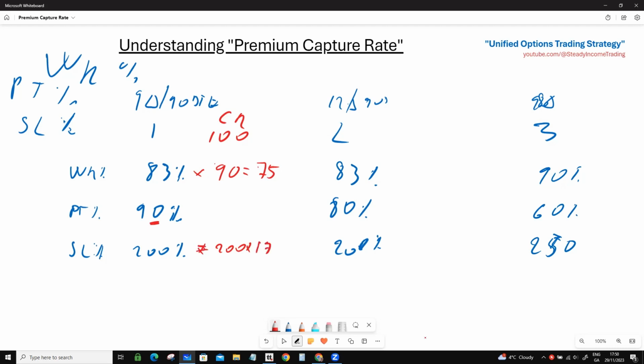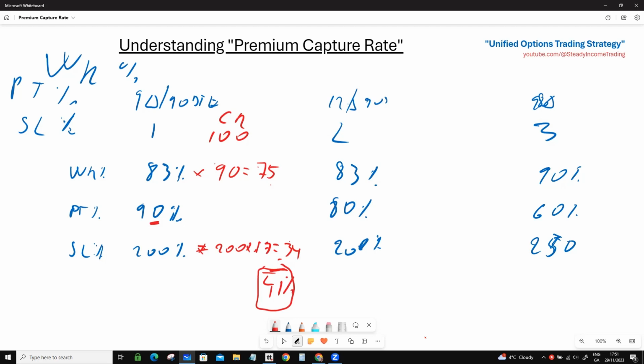So equals 0.17, and that's going to be 200 times 0.17 equals 34, right? So if you take 75 that we collect every time that we win minus 34, we will get to a total of 41. So this is initial premium capture rate for this particular strategy. It's 41%. All right, let's move on to the next one.